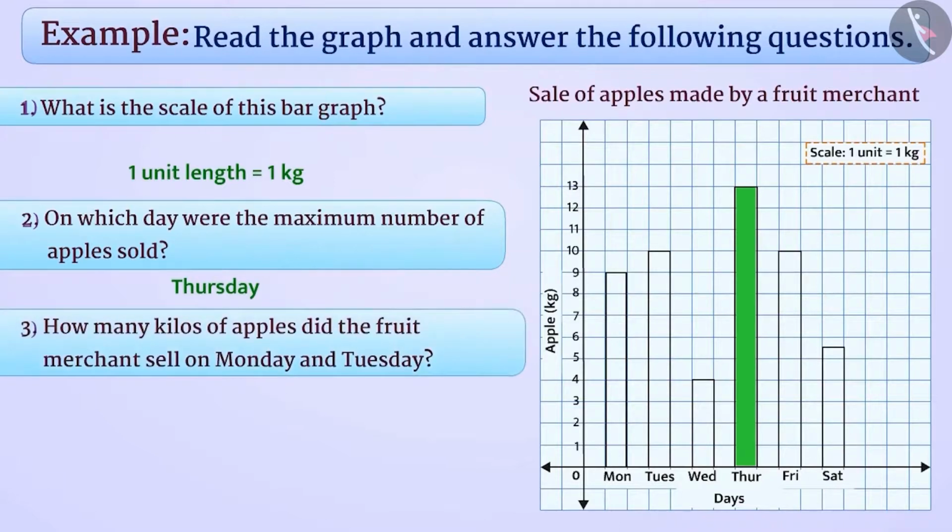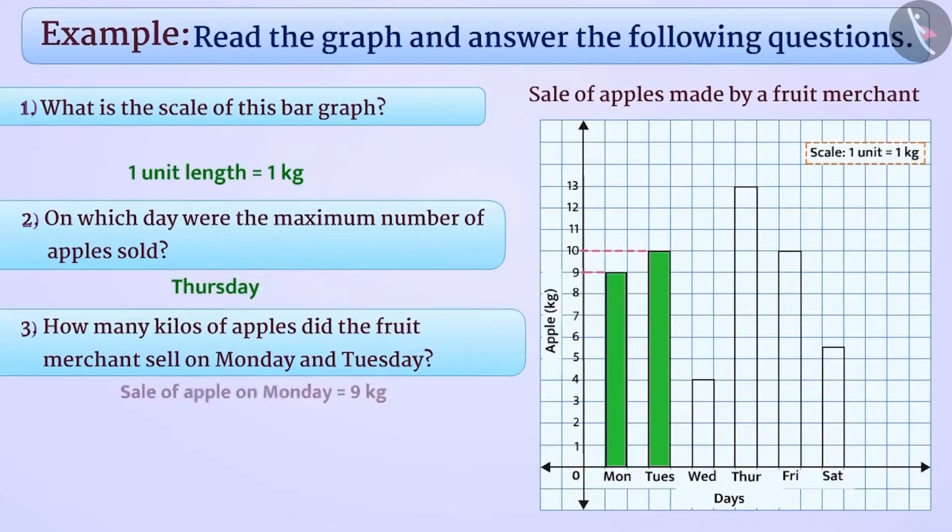Third question. How many kilos of apples did the fruit merchant sell on Monday and Tuesday? Monday is marked by 9 unit lengths of a bar and Tuesday by 10 units. Here we are given the scale 1 unit length is equal to 1 kg of apples, which means 9 kgs of apples were sold on Monday and 10 kgs on Tuesday.